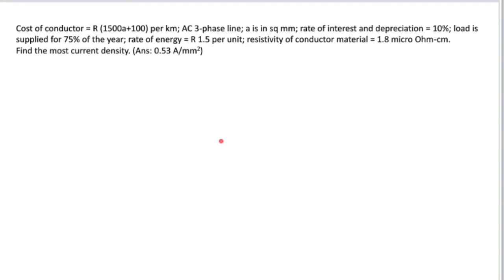So write down below, according to Kelvin's economy law, the cost of energy wasted is equal to the cost of interest and depreciation.